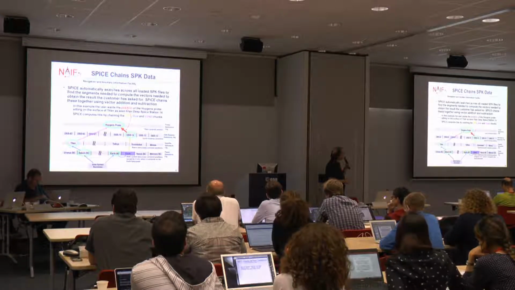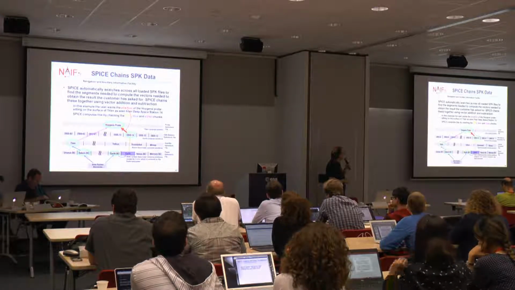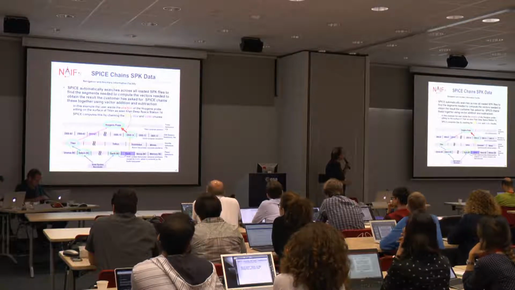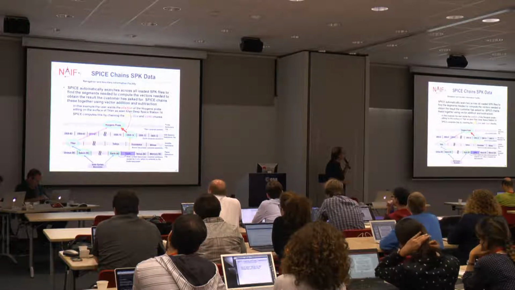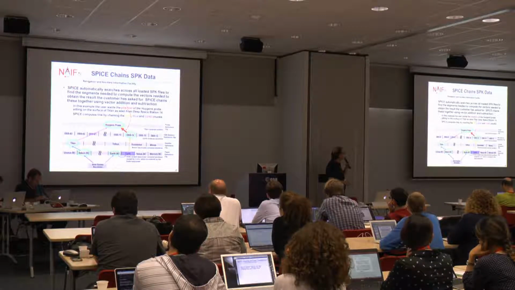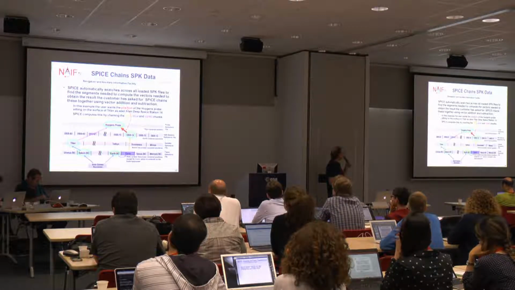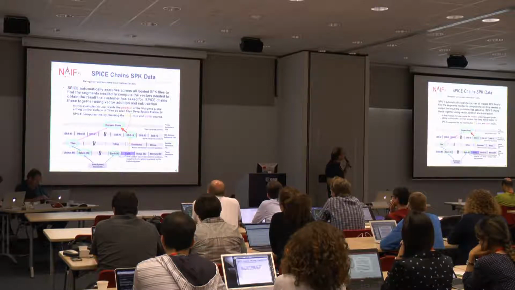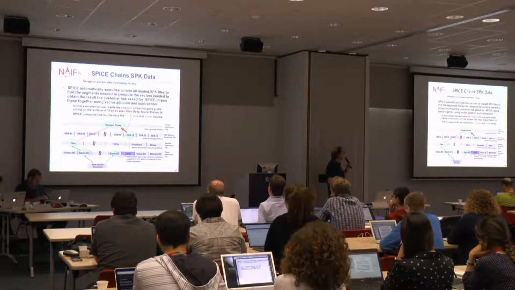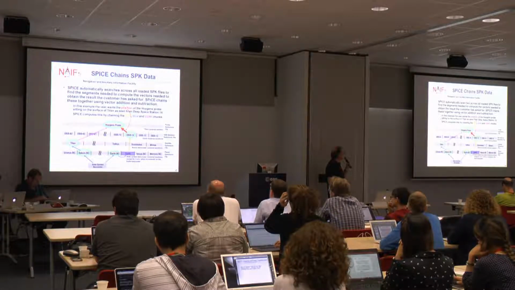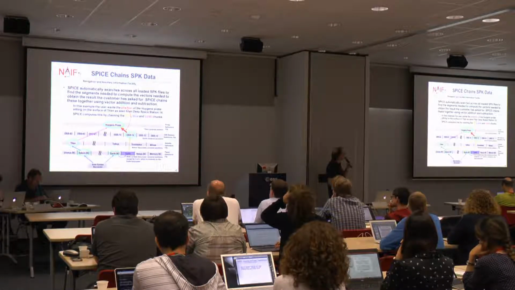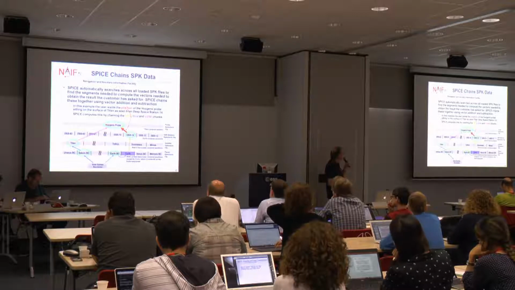But here we have a case where what we'd like to do is compute a vector. We'd like to compute the position of the Huygens probe sitting on the surface of Titan as seen from the Deep Space Station 14, the DSN Station 14. Now there is no SPK file that has, and you wouldn't expect there to be, the Huygens probe relative to DSS 14, but we can compute that using SPK files that are available.